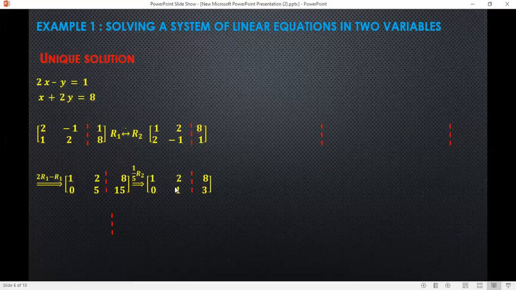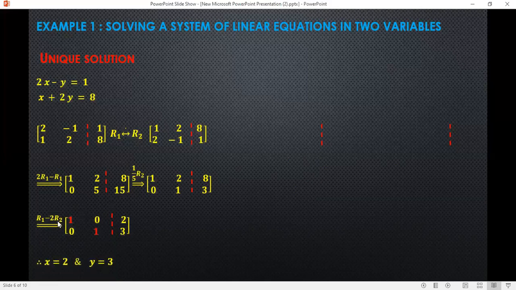So I'm going to multiply the second row by 2 and take it away from the first row. So R1 minus 2 R2. Then here we get 1, 0, and 2, and 0, 1, and 3 is still the same. Okay. And after making this operation, here we get x equals 2 and y equals 3.